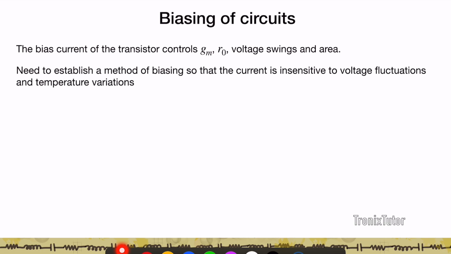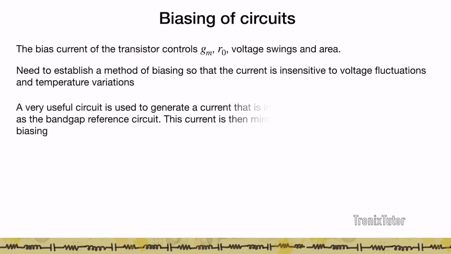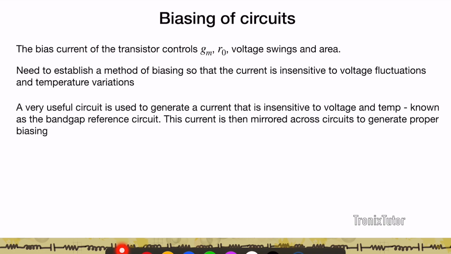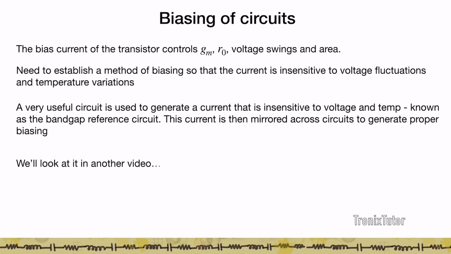essentially using currents. And we want these currents to be insensitive to any incoming voltage fluctuation to the chip, any temperature variations, etc. Now, a very useful circuit in this regard is known as the band gap reference circuit. And this band gap reference circuit can generate a current that is insensitive to voltage and temperature. And once we generate this current, that current is essentially mirrored across circuits to generate bias currents. So I'll upload a separate video on band gap circuits.